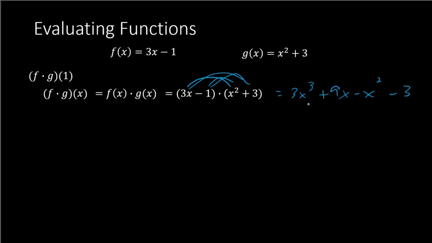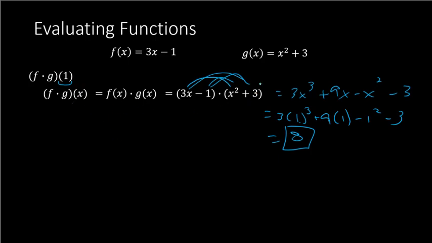And then once we have this, that's our f times g of x function, we can plug a 1 in for x. So what we're going to have is 3 times 1 cubed plus 9 times 1 minus 1 squared minus 3. So that'd be 3 times 1, that's 3, plus 9, that's 12, minus 1, that's 11. 11 minus 3 is 8. So your final answer would be 8. That is f times g of 1.